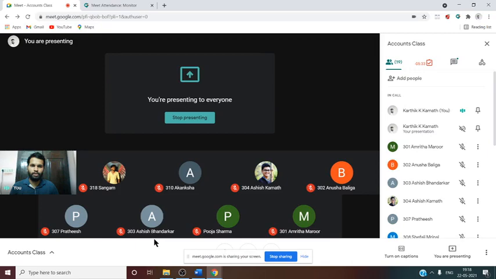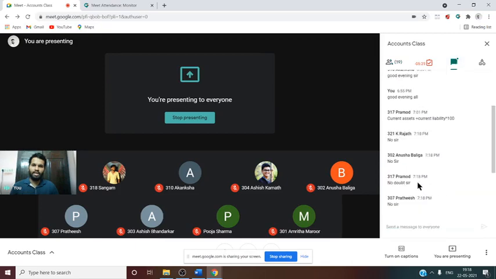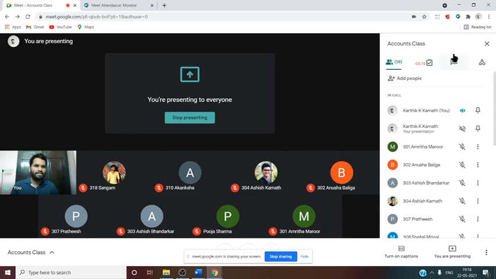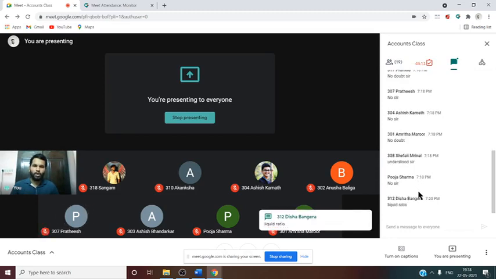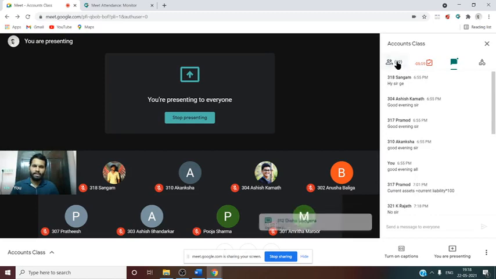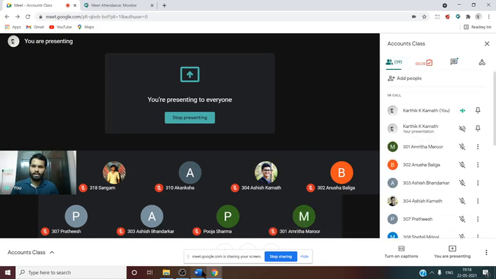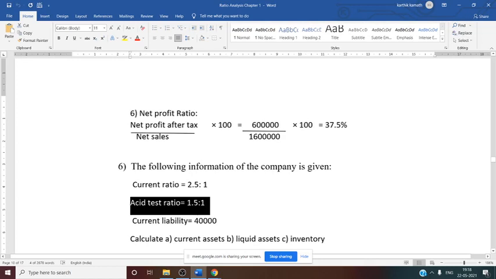Acid test ratio is also known as what? Can anyone tell me? There are two other names for the acid test ratio. Can you comment in the chat box? Quick ratio. Yes, quick ratio and liquid ratio, both are correct. Now the acid test ratio given here is 1.5:1. So liquid asset is 1.5, liquid liability is 1. First part is asset, second part is liability. So acid test ratio answer is 1.5.